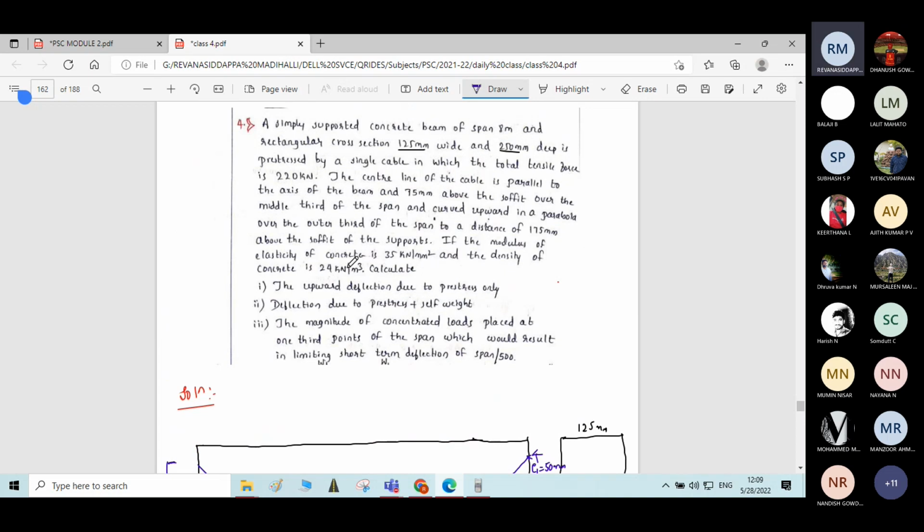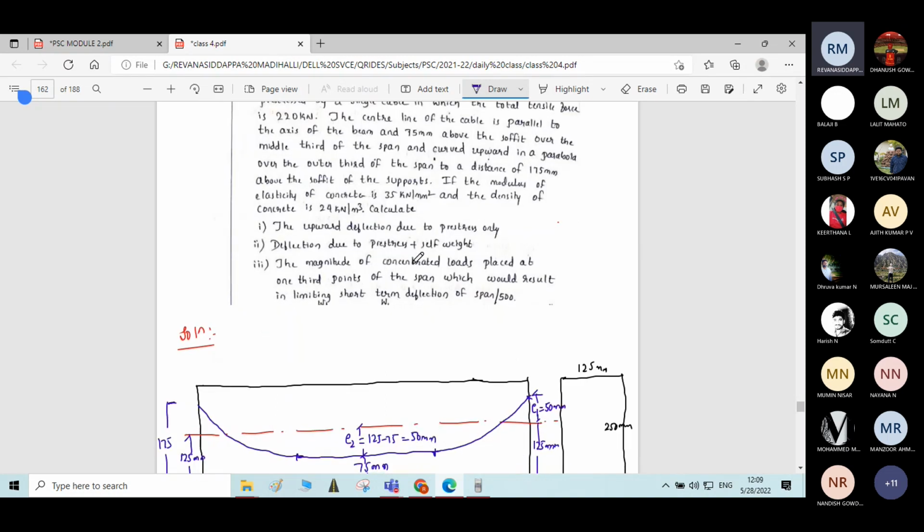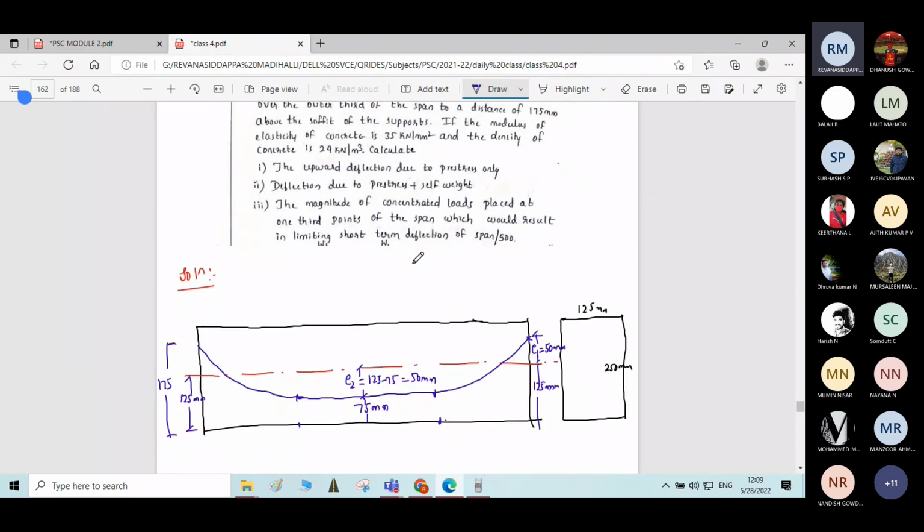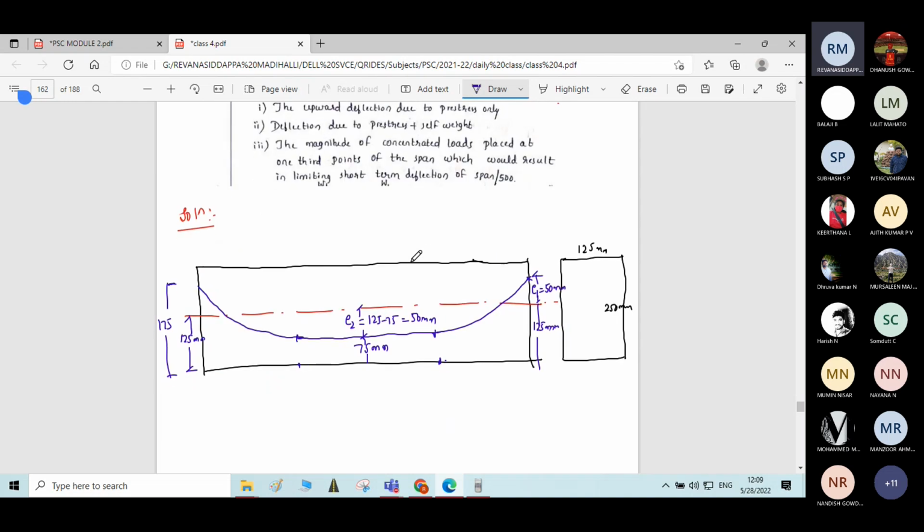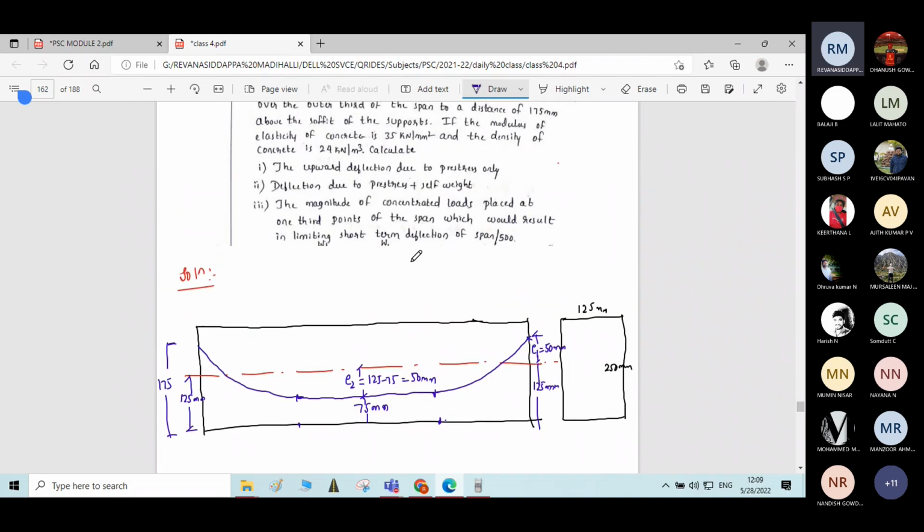If the modulus of elasticity of the concrete is 35 kN per mm square and the density of the concrete is 24 kN per meter cube, calculate the upward deflection due to prestress only, the deflection due to prestress plus self weight, and then the magnitude of the concentrated loads placed at the third points of the span which would result in a limiting short-term deflection of span by 500. We will go solving one by one.